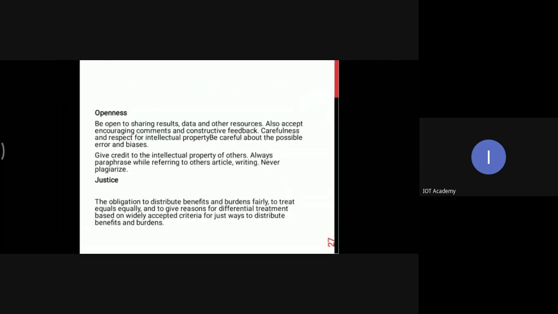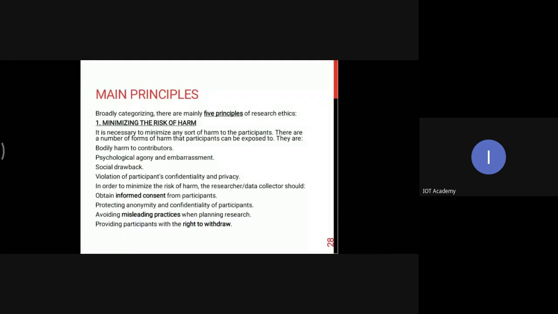Then comes justice. Justice deals with the concept of fairness. We have to be fair in our experiments, in our data, and with the people. And we have to be very sure that we are not discriminating. And of course, we are adopting the same methodology, or the same treatment, whatever kind of treatment. Everyone is on the same platform. That means equality in research. This is one of the most important principles.